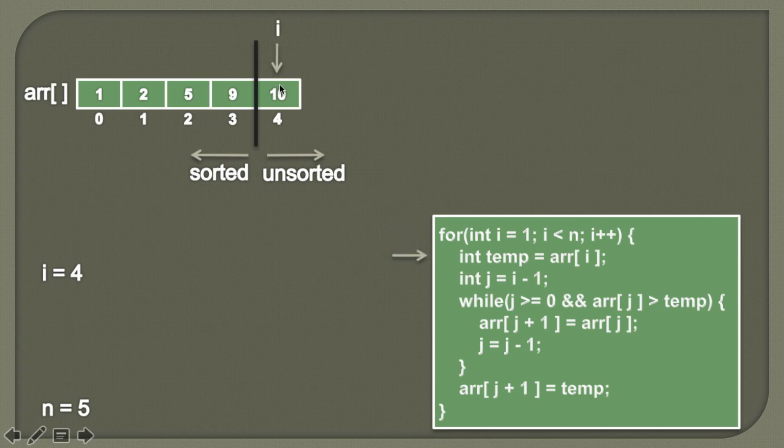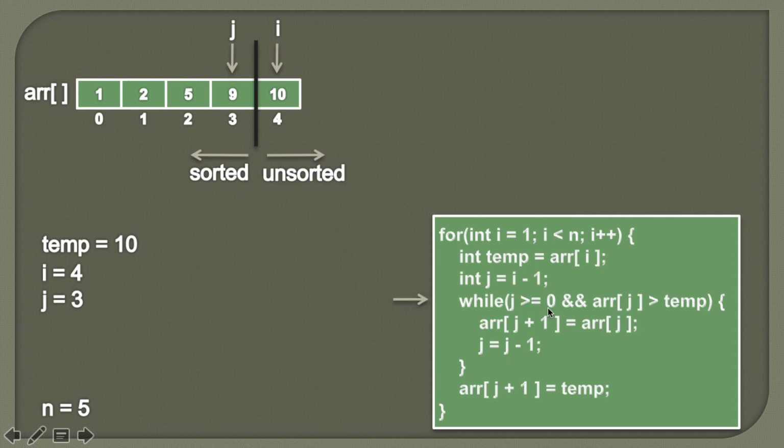And now we simply want to put 10 to its correct position in the sorted array. So we simply store 10 into this temporary variable. Moving ahead. Now as we want to compare the value stored in the temporary variable with the elements in the sorted array, we need to access the sorted array. So we simply do i minus 1 and we store it into j. So j becomes 3, which is the last element of the sorted array.